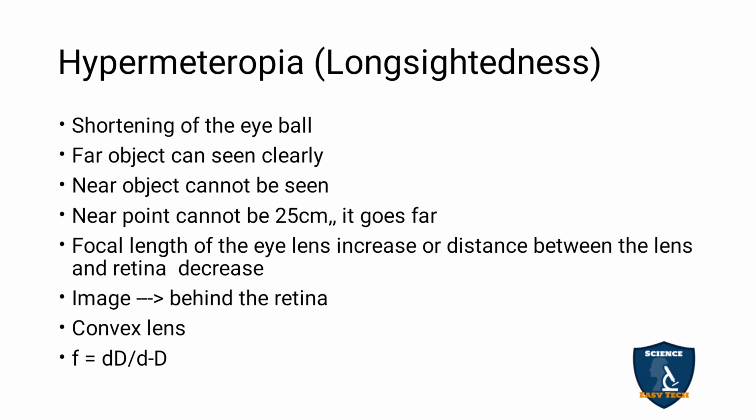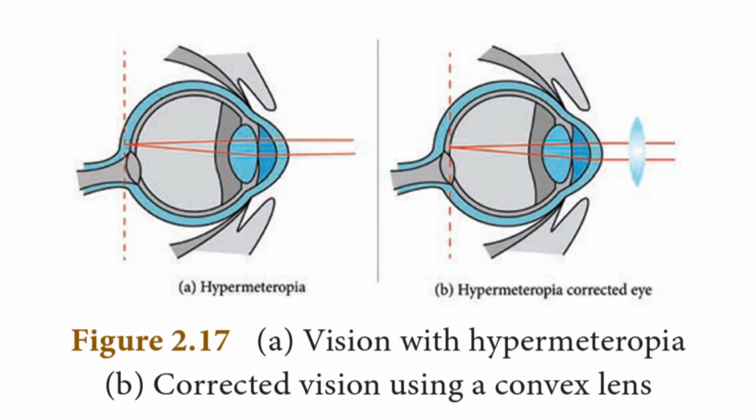How is it corrected? It is corrected by placing a convex lens. And in the same way, here also the formula is f equals small d capital D by small d minus capital D. There we used x y, here x minus y. Instead of confusion, here we are using small d capital D by small d minus capital D. So we will see it in the diagram.